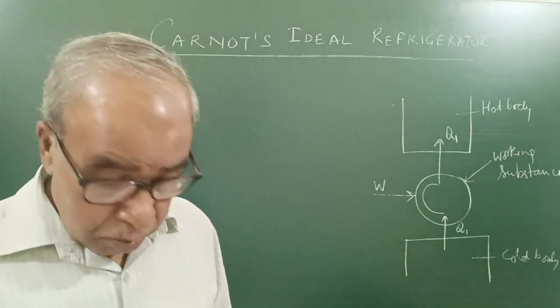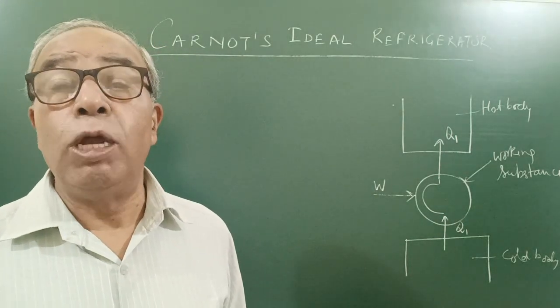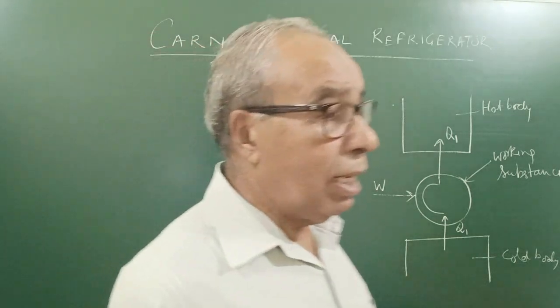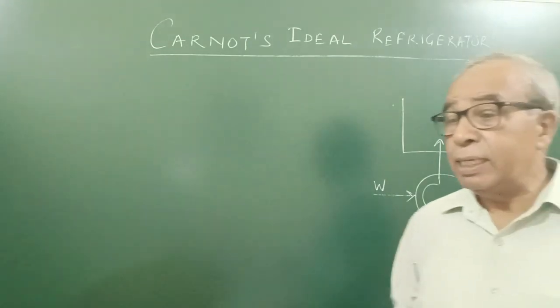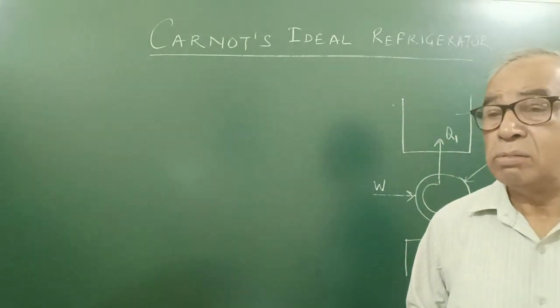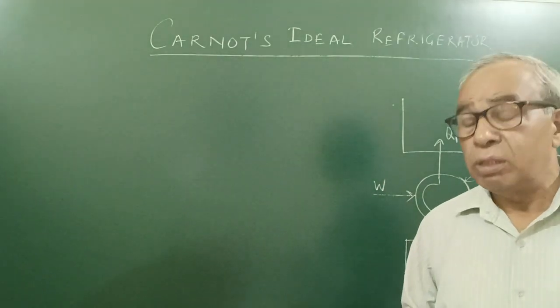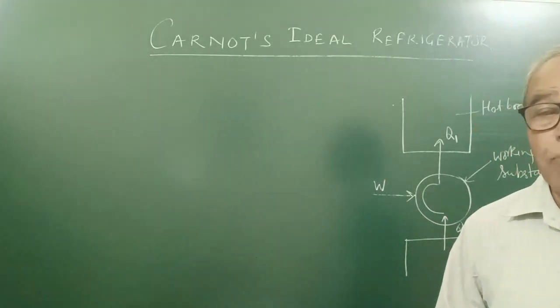I told you about the process of vaporization, boiling. In boiling or vaporization, a liquid converts into gas by taking heat, which is called latent heat. There are some gases which have very low boiling point, like ammonia, freon gas.